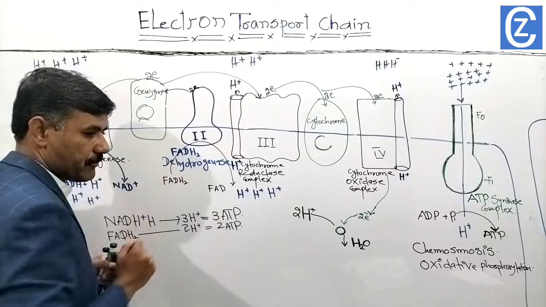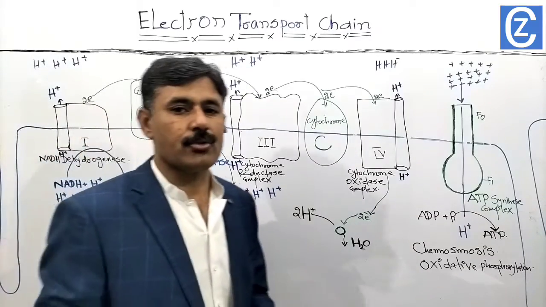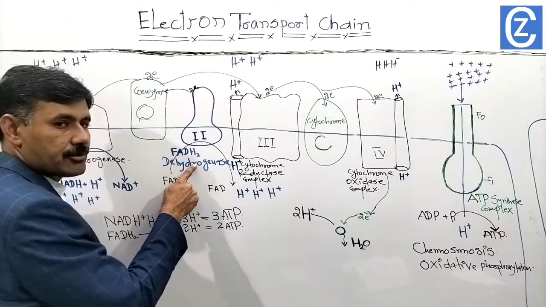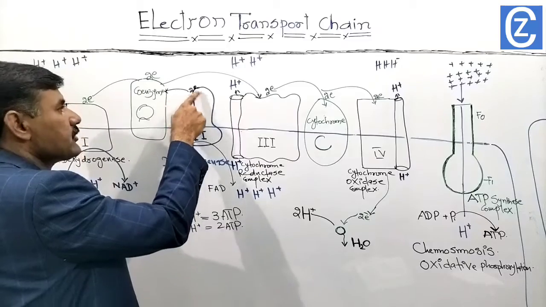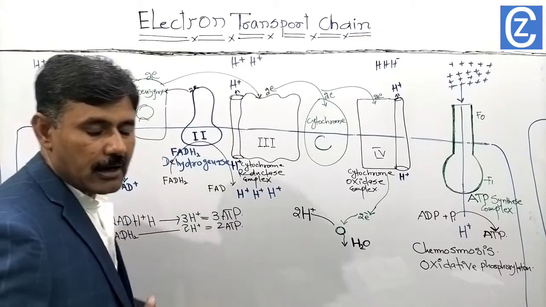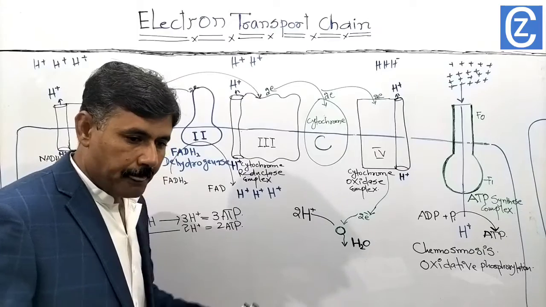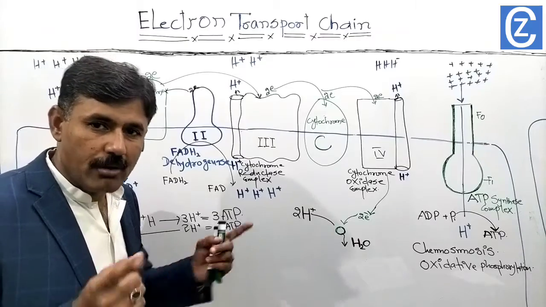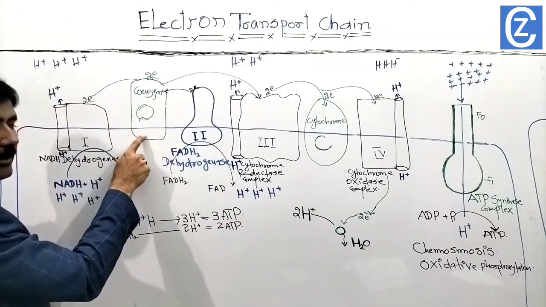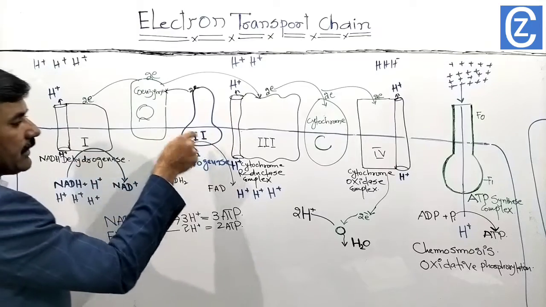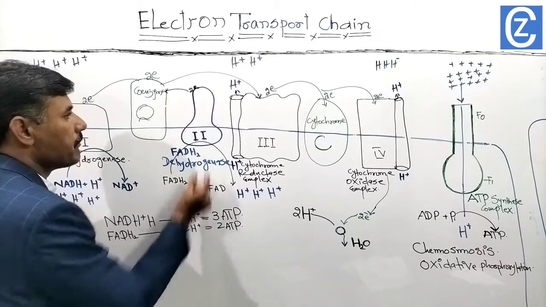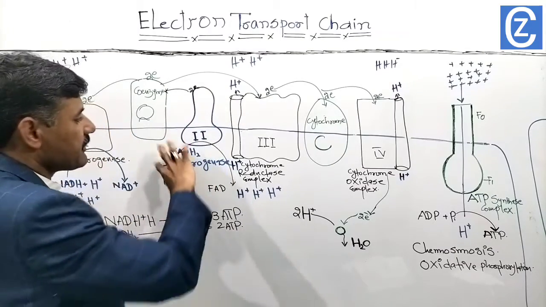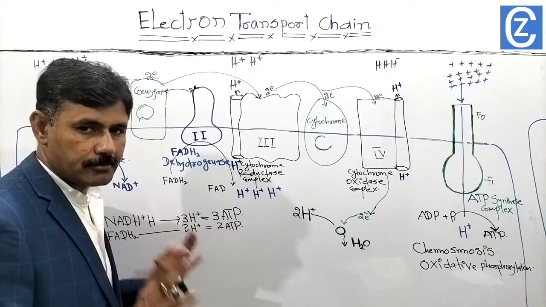See, this is complex 2, and complex 2 is the FADH2 dehydrogenase complex. It will remove electrons from FADH2, and as these electrons are removed, they are again transferred to coenzyme Q. Both the FADH2 dehydrogenase and the NADH dehydrogenase, these two complexes, give electrons to coenzyme Q. But at this place, the FADH2 dehydrogenase complex can't pump protons, so there is no flow of protons into the intermembrane space. Therefore we say FADH2 can't pump protons.